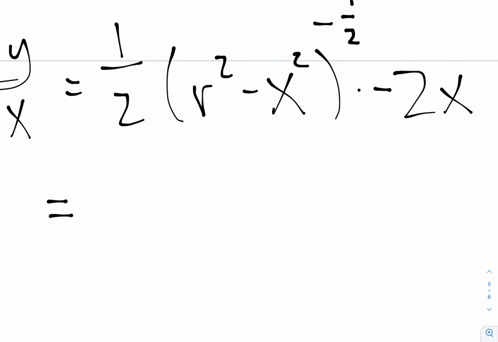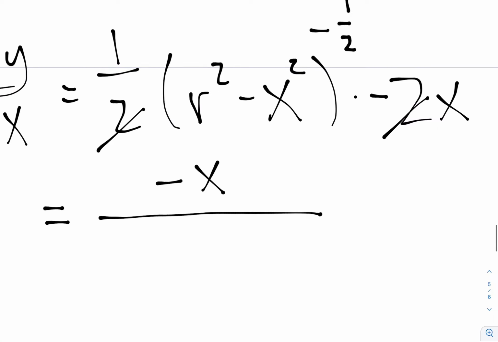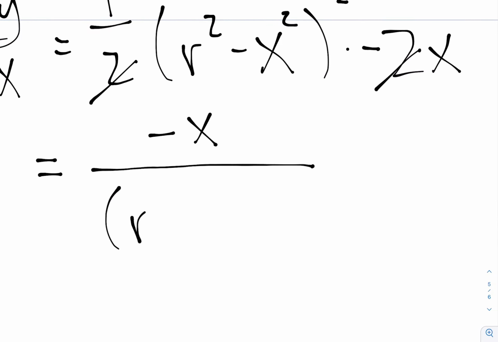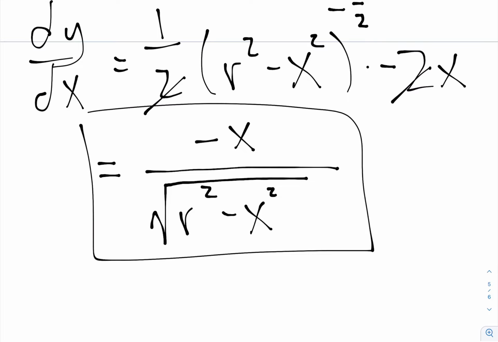So let me just simplify this here. We had negative x because these 2's canceled. And r squared minus x squared to the negative a half, that's just 1 over r squared minus x squared to the positive 1/2, right? If we reciprocate this term here, we can make that exponent positive. So it's going to be negative x over r squared minus x squared to the power of 1/2, or the square root of r squared minus x squared. So we're seeing that square root of r squared minus x squared come back, except it's on the bottom now. And it's going to be multiplied by negative x on the top. Okay, so this is our dy by dx.